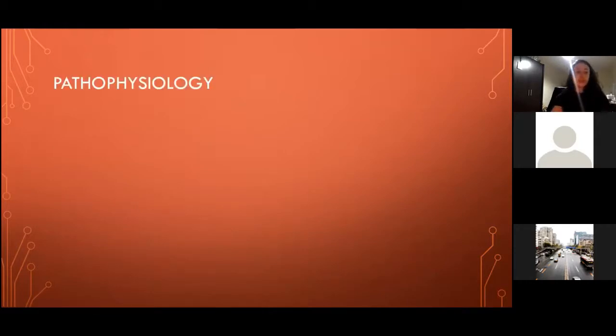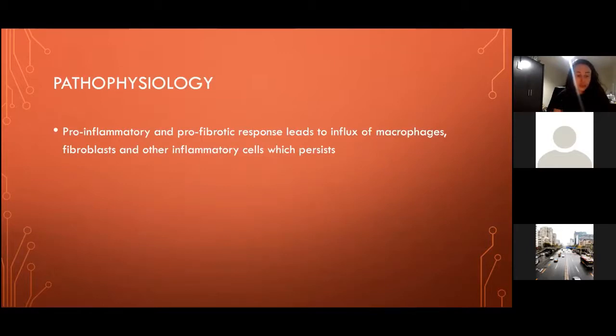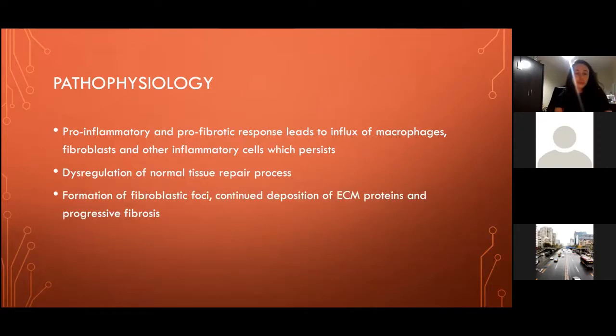So a bit about the pathophysiology. Irrespective of whatever risk factor, there's a resulting injury which triggers the immune system and leads to an inflammatory and fibrotic response, and that causes an influx of some immune cells like macrophages, as well as the fibroblasts, and they persist. So there's a dysregulation of normal tissue repair.